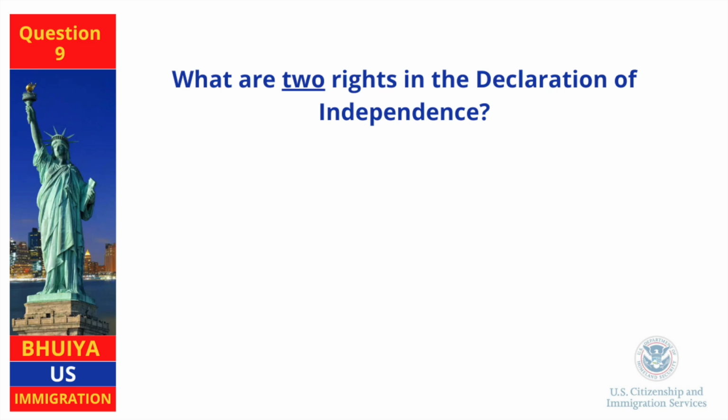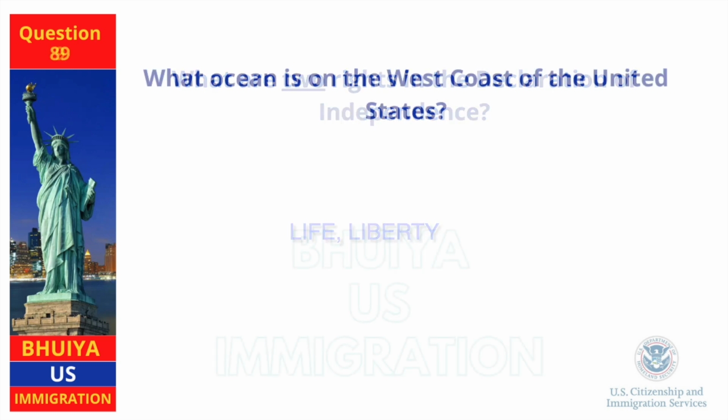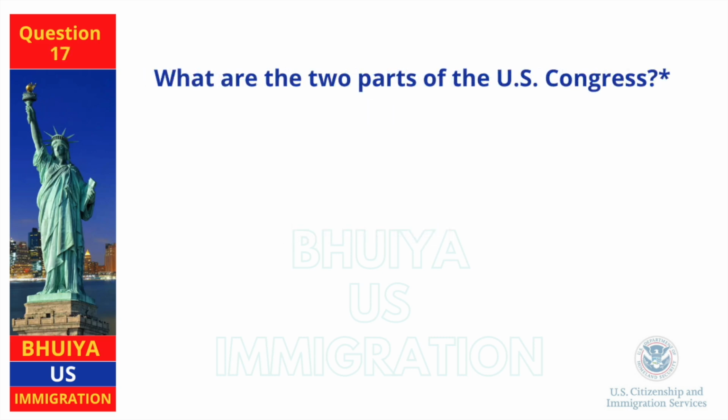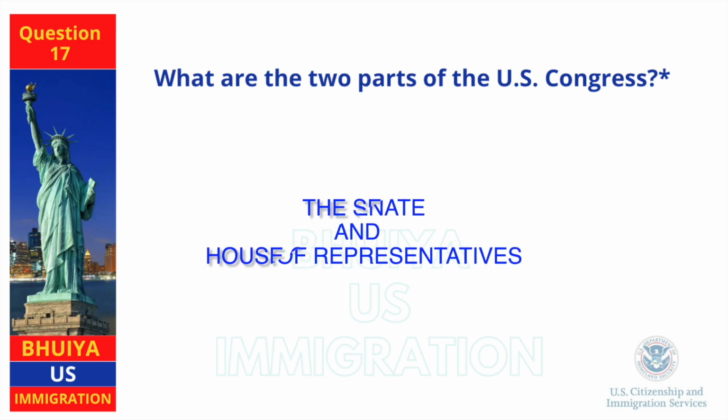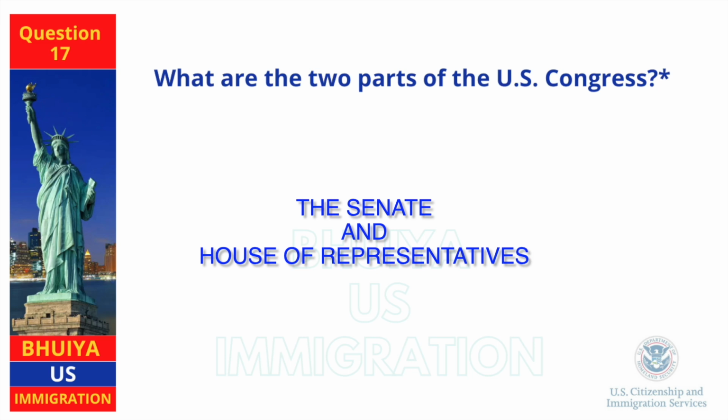What are two rights in the Declaration of Independence? Life, liberty. What ocean is on the west coast of the United States? Pacific Ocean. What are the two parts of the U.S. Congress? The Senate and House of Representatives.